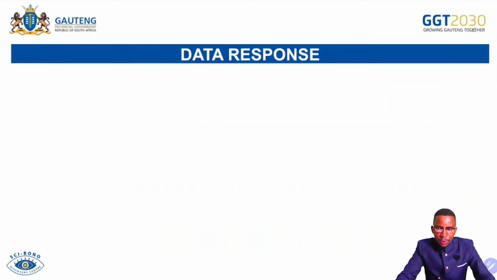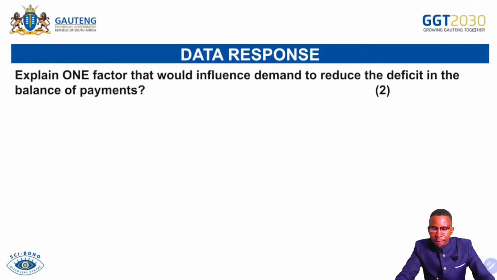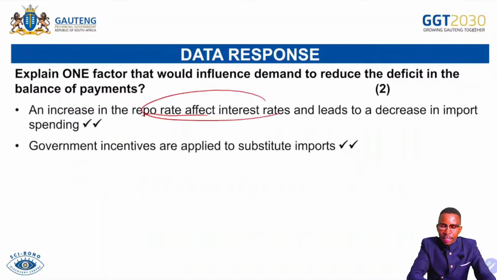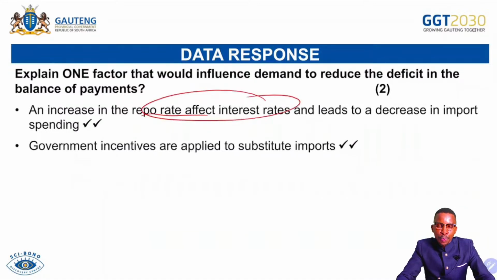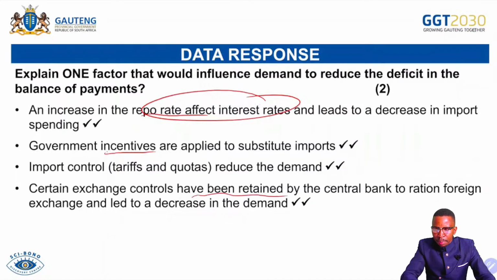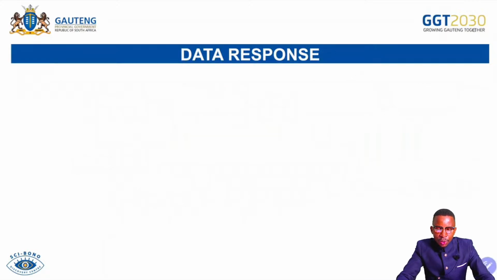And then we continue. Explain one factor that would influence the demand to reduce the deficit in the balance of payments. An increase in the repo rate affects the interest rate and leads to a decrease in import spending, meaning as the repo rate increases, we will demand less imported goods because we don't have access to credit. Government incentives are applied to substitute imports, and import control tariffs and quotas reduce the demand. Also, certain exchange controls have been retained by the central bank to ration foreign exchange and lead to a decrease in demand. Then we continue.